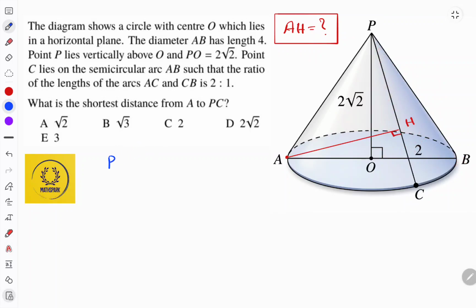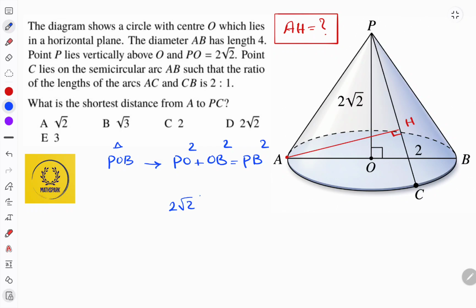In triangle POB, we know the length of PO, the height, is 2 root 2, and OB is 2, and I'm going to find the length of PB. The length of PB can be found using the Pythagorean Theorem. So in triangle POB, we have PO squared plus OB squared equals PB squared.